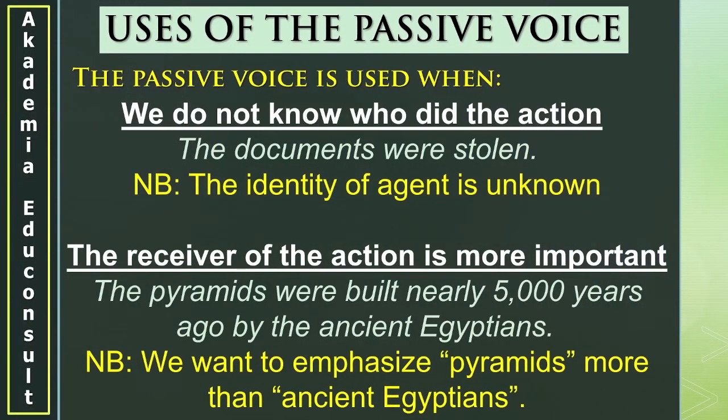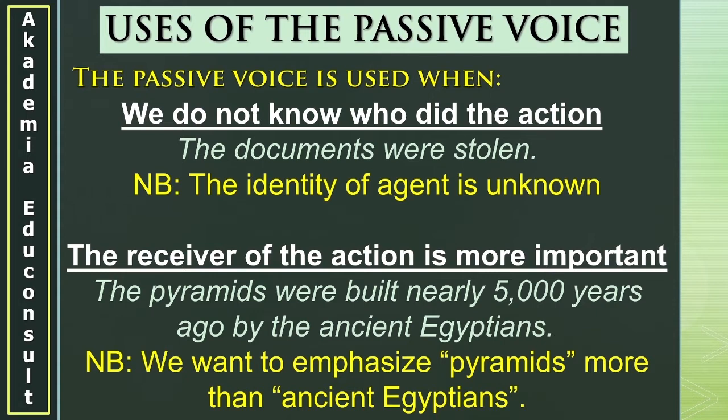Let's look at the uses of the passive voice. The passive voice can be used in certain situations. In the first one, when we do not know who did the action, we will be forced to use the passive voice. For instance, the documents were stolen. Now, the identity of the agent is unknown. So in this case, since the agent is not known, then we have to use the passive voice.